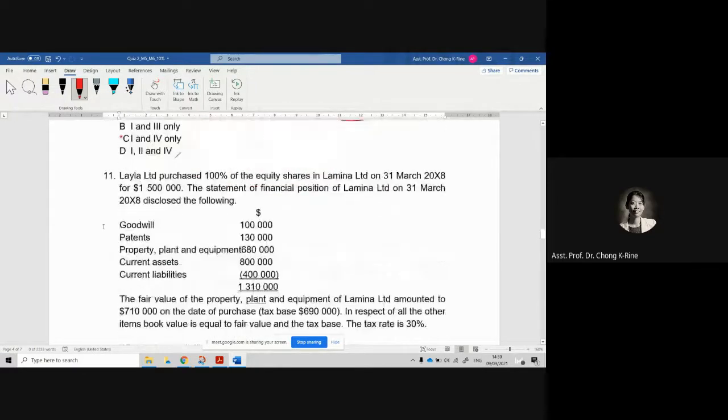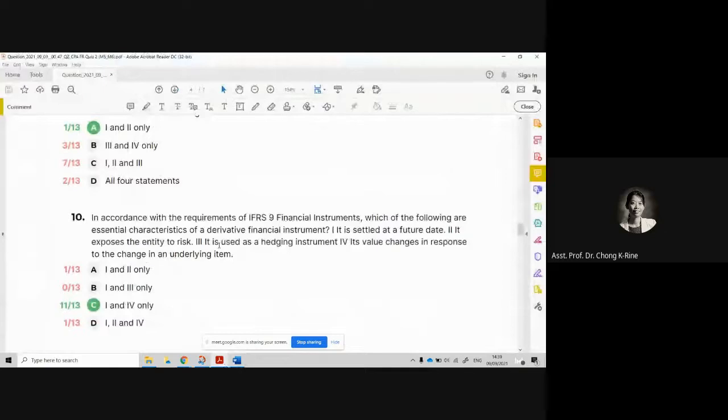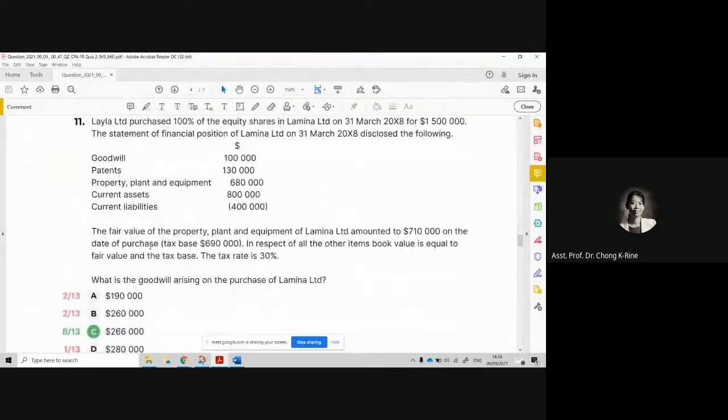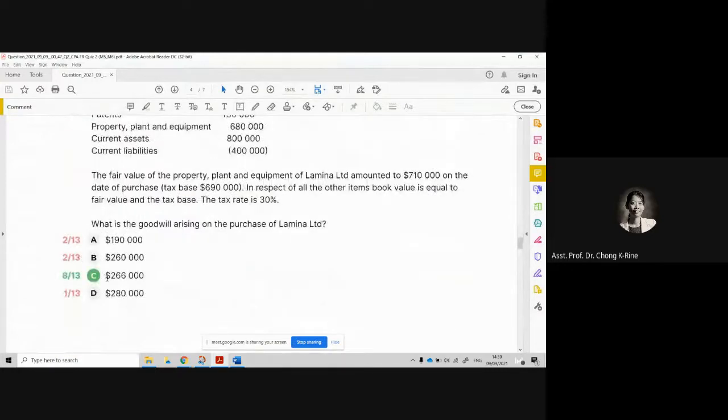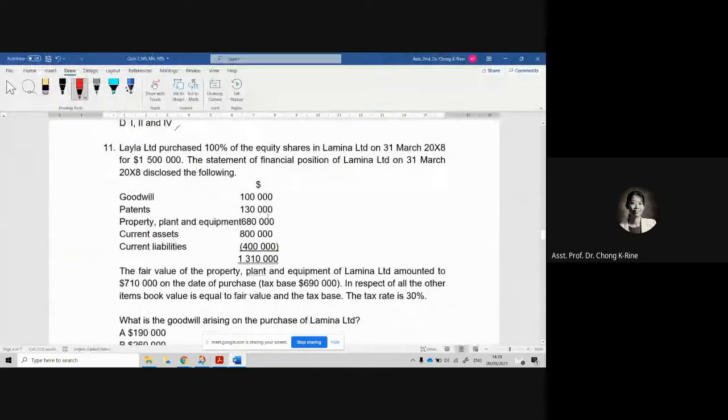Okay, after that, question 11, Laila purchased 100%. Sorry, I want to see how many got correct. This one is super difficult. I think none of you got correct. So many got correct. Why? I thought if one or two got correct, then I'm going to say something like, you got lucky. Okay, never mind. We are going to look at this question together now. It means you're very hardworking.